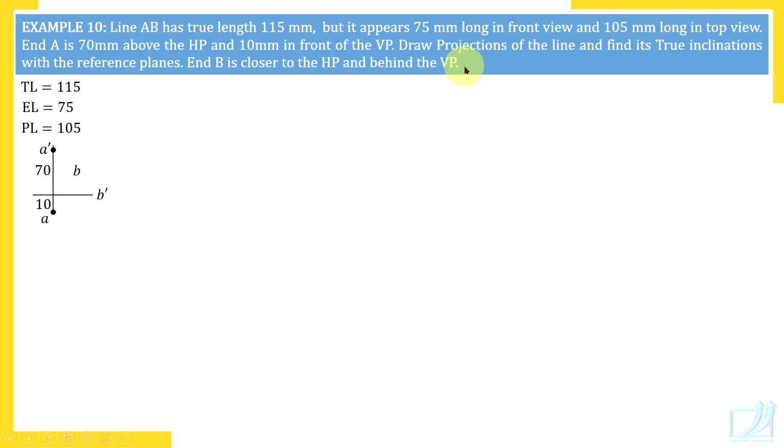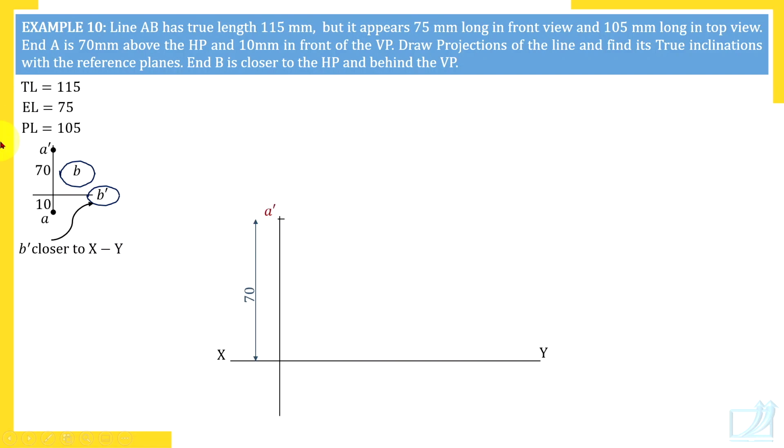And it is behind VP. What do you mean by behind VP? Top view above XY line. Check. B dash is closer to XY line, but right now we are not sure whether it is above the XY line or below the XY line.